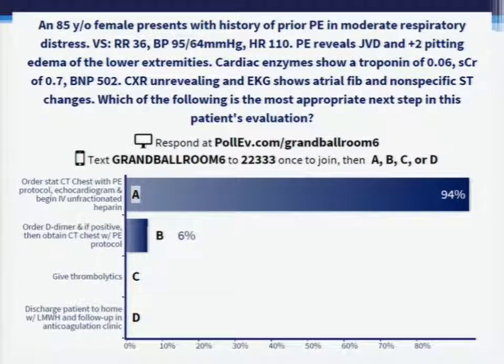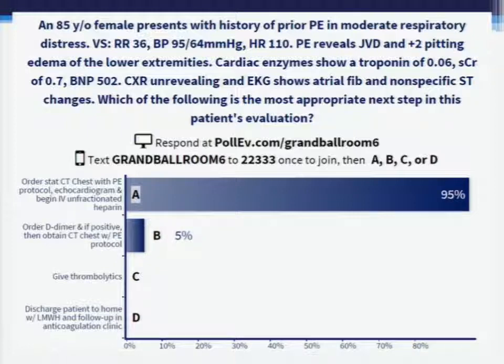So which of the following is the most appropriate next step in this patient's evaluation? Is it order a CT scan of the chest with PE protocol, echo, and start IV unfractionated heparin? Is it to order a D-dimer, and then if that's positive, get a CT chest with PE protocol? Is it to give thrombolytics, or discharge the patient to home with Lovenox and follow up in the anticoagulation clinic?